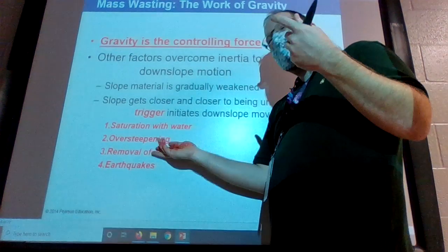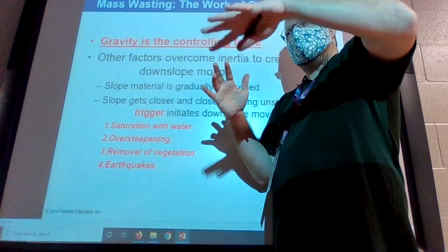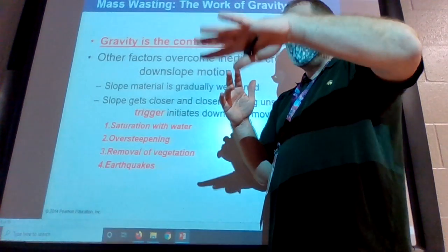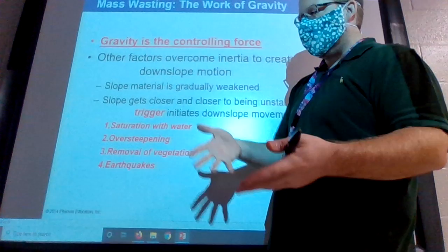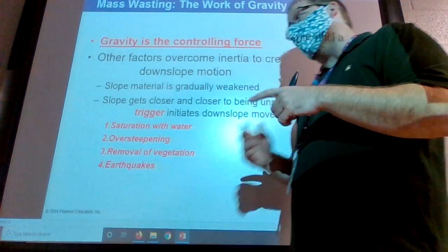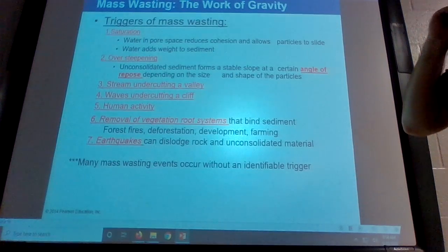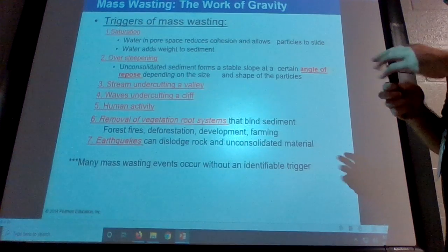Along with that, erosion is constantly cutting out the bottoms of your valleys and your cliffs by the ocean. And so they just get steeper and steeper until something falls off. And then they also talk about earthquakes here. So on the next page, they go into that in a little more detail.